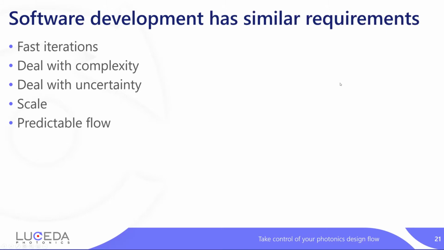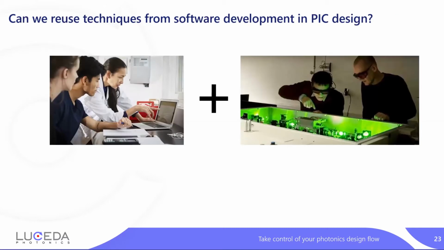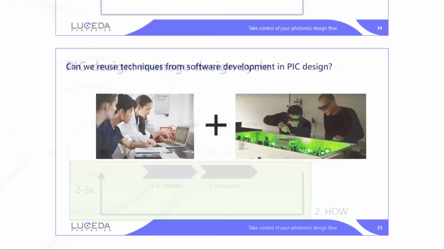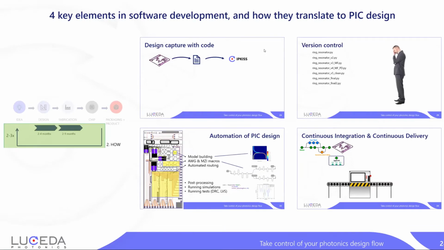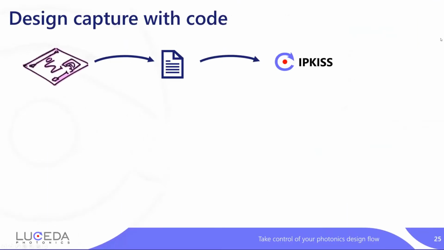And interestingly, software development has very similar requirements and challenges. So the ones which I listed here, they're also there when you want to build a product. So the question now is, can we reuse these techniques from software development when you do PIC design? And to answer that question, I'll talk about 4 aspects in software development and how they can translate to PIC design. So let's start with the first one, and that's doing design capture with code.